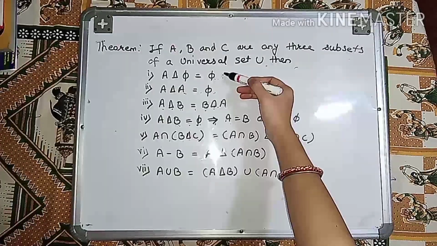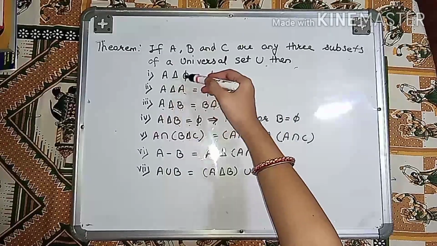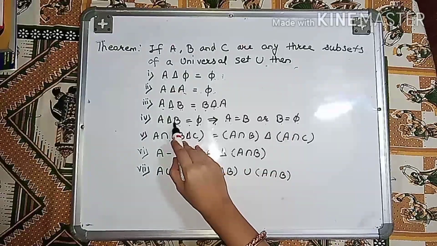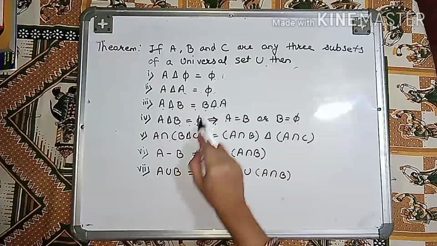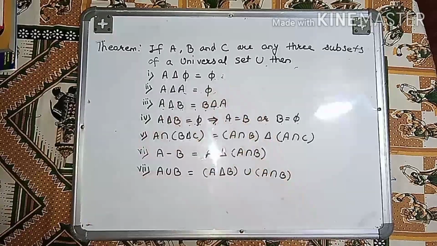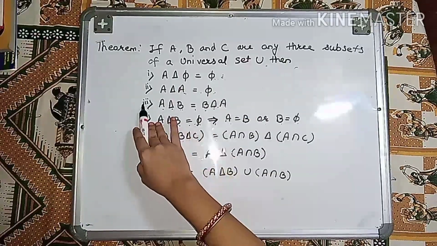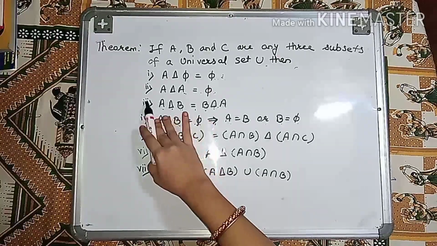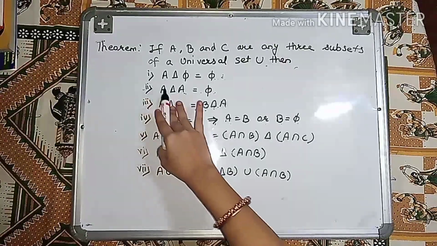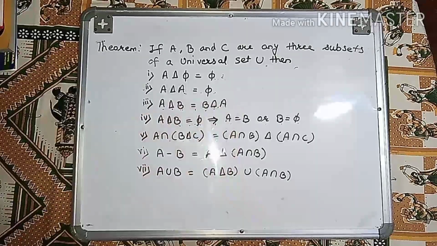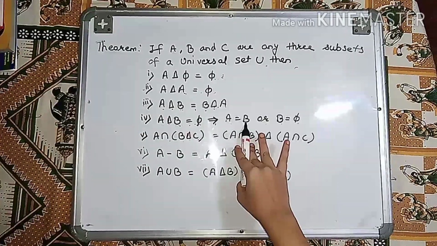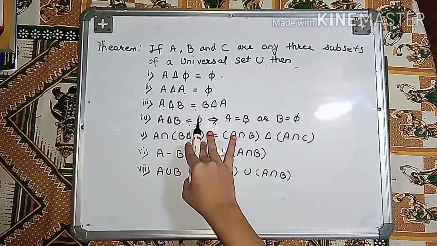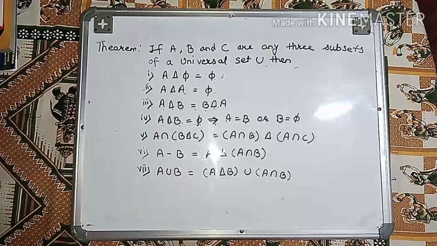Now see the first result. A delta phi is equal to phi. If we take B equal to phi, then A delta phi will be phi by the first result. Now see the second result. A delta A is equal to phi. If we take A equal to B, meaning A delta A, we will get phi by the second result.